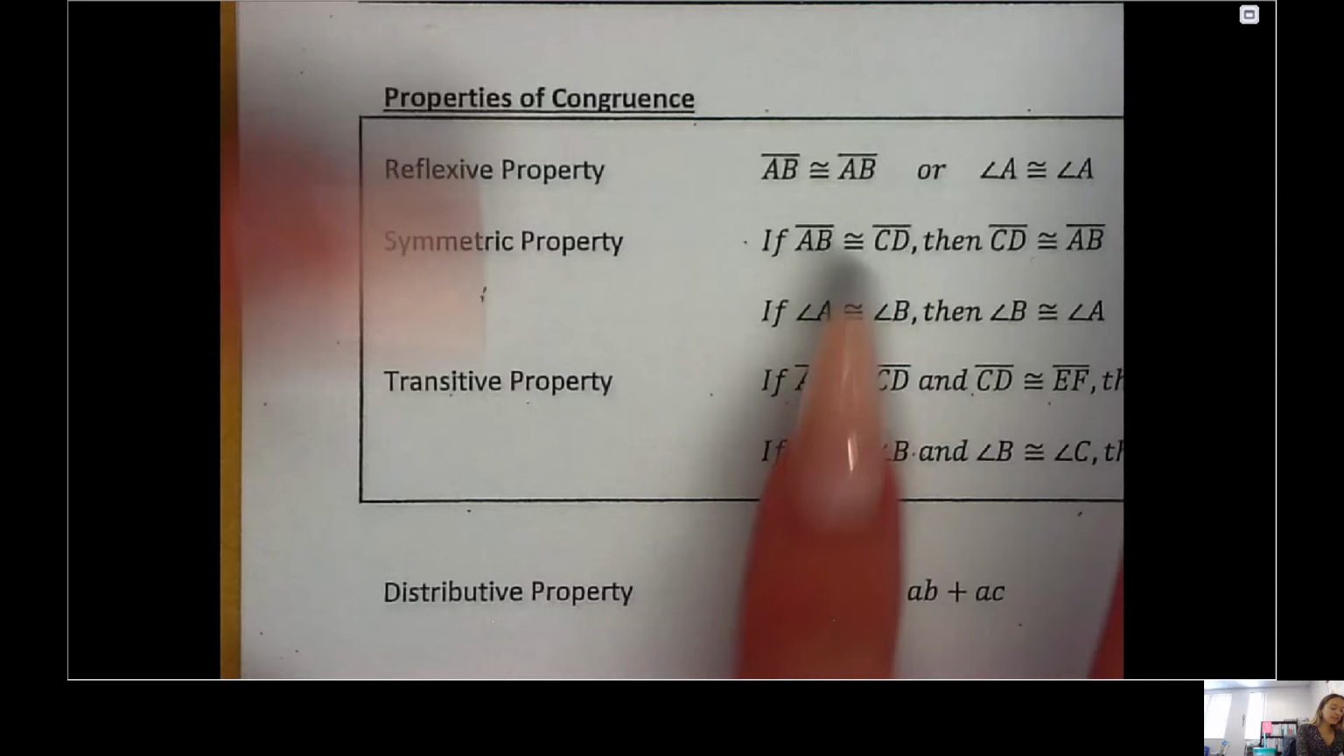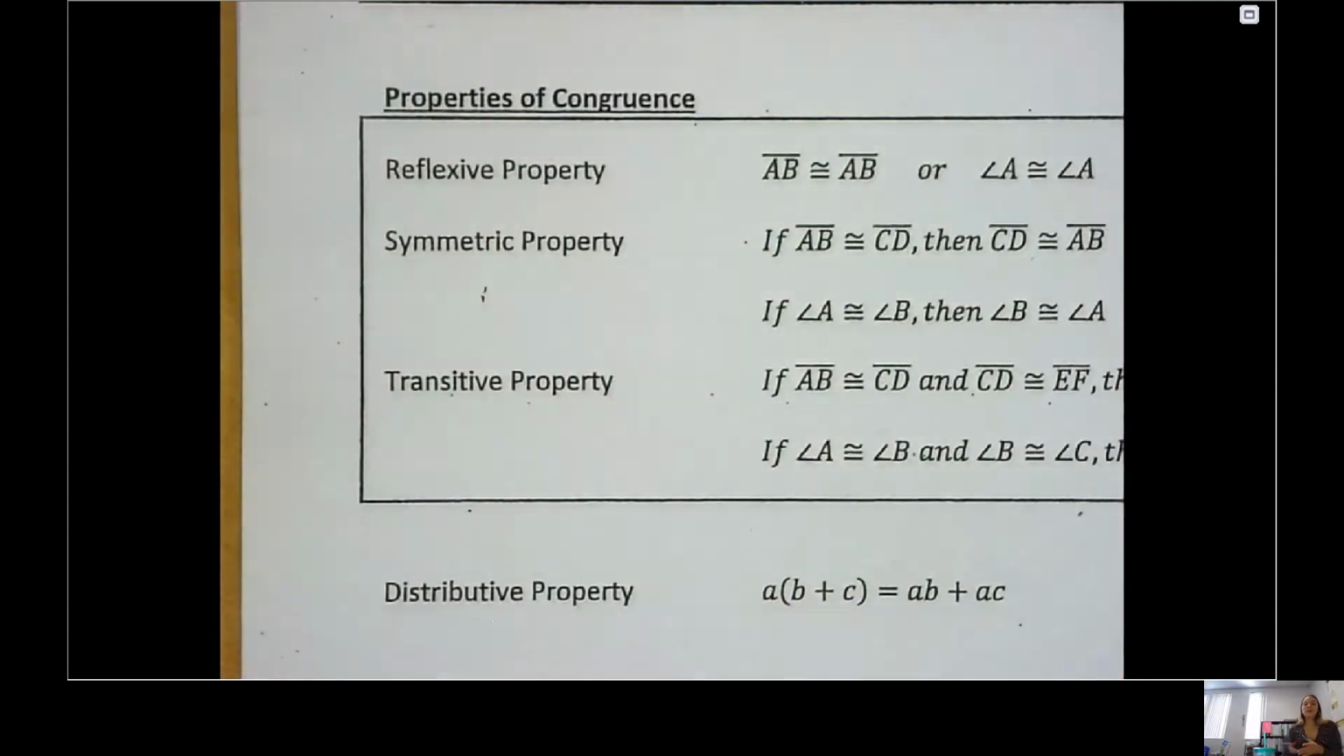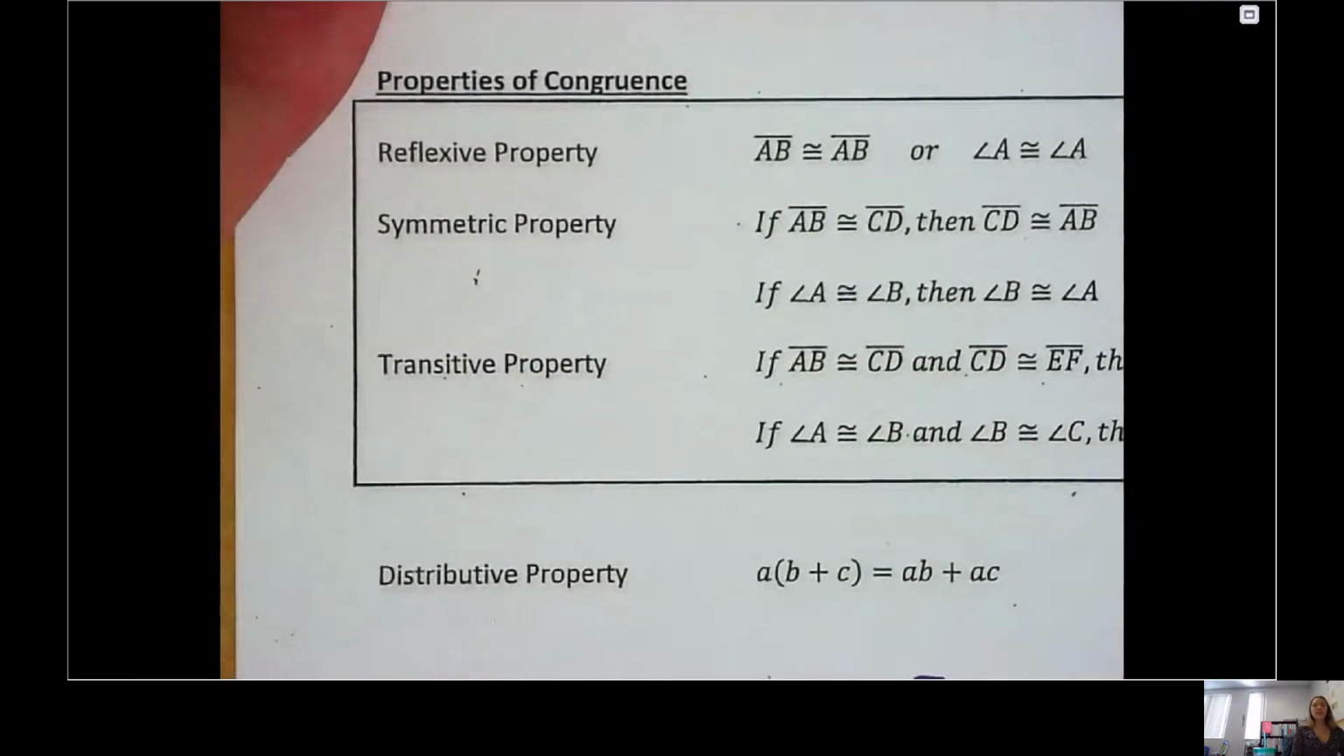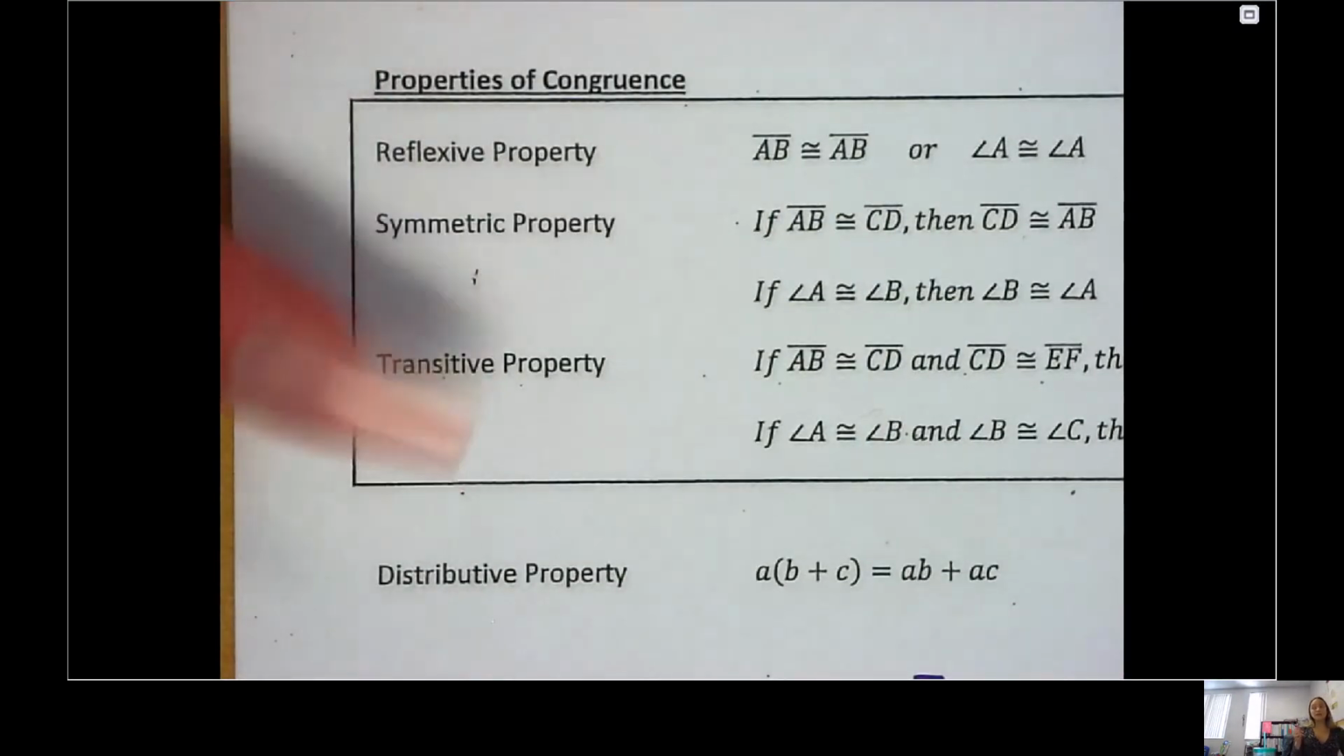Now, this little symbol that you see there, has anybody seen that symbol before? The equal sign with the little squiggly on top? Do you remember what it means? Estimate. Oh, it does not mean estimate, but good try.